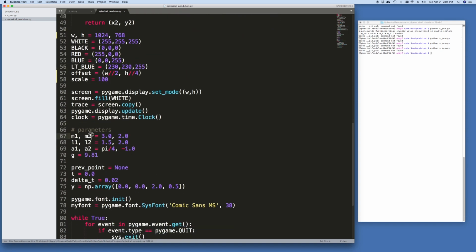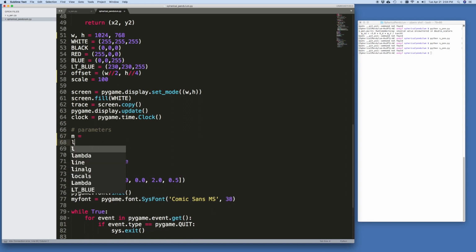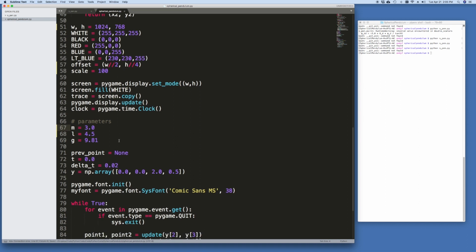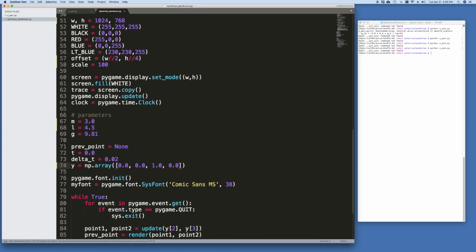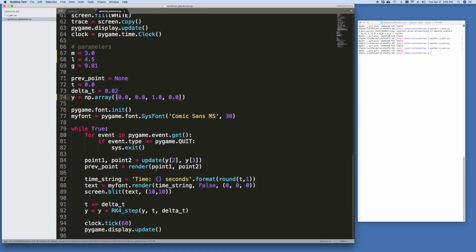The parameters, this is just M and L. And this goes away too. We don't need A1 and A2. So we've got M equals and L equals. And I mean, this is somewhat arbitrary. I'm just going to make mass 3 kilograms and the length 4.5 meters. Gravity, as always, 9.81 in SI units. As a starting point, let's just test the simple pendulum again. We'll make that 1. And what goes on here?